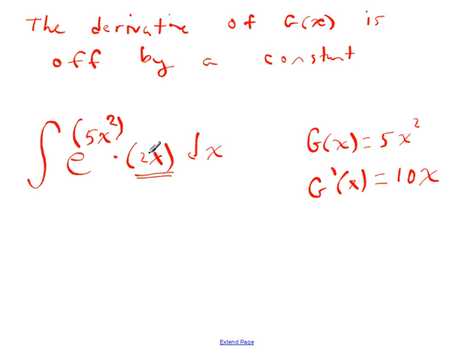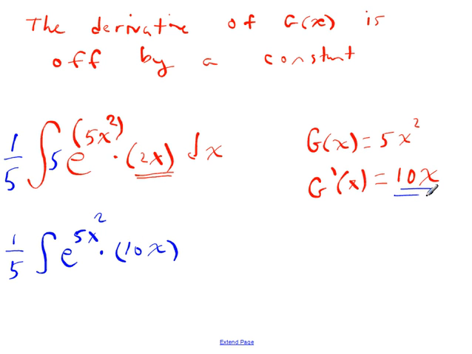So what do I need to do? Well, I need to multiply this by 5. So what I do is I'm just going to multiply the inside by 5, but I can't change the problem. So on the outside, I'm going to multiply it by 1 over 5. So then what we get is 1 over 5 times the integral of e to the 5x squared, and let's multiply the 5 and the 2 together, times 10x. So now it's as I would like it to be.